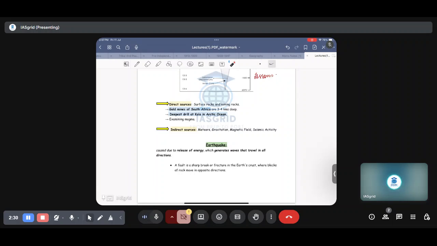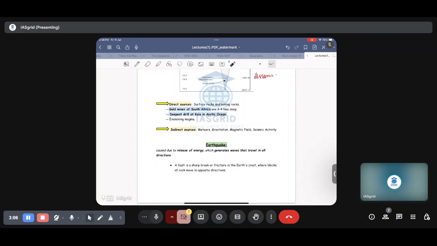Now, we were talking about direct sources. How do we know about the interior of the Earth? So the direct sources could be the surface rocks and mining rocks, obviously. And then let's realize this, that we can only dig up to around 12 kilometers, which has been done in the Arctic. It is known as the deepest drill at Kola, and there are other gold mines in South Africa which are as much as 3 to 4 kilometers deep. But guys, please write in the comments what is the radius of Earth. Then this seems irrelevant. It's negligible in that scenario.